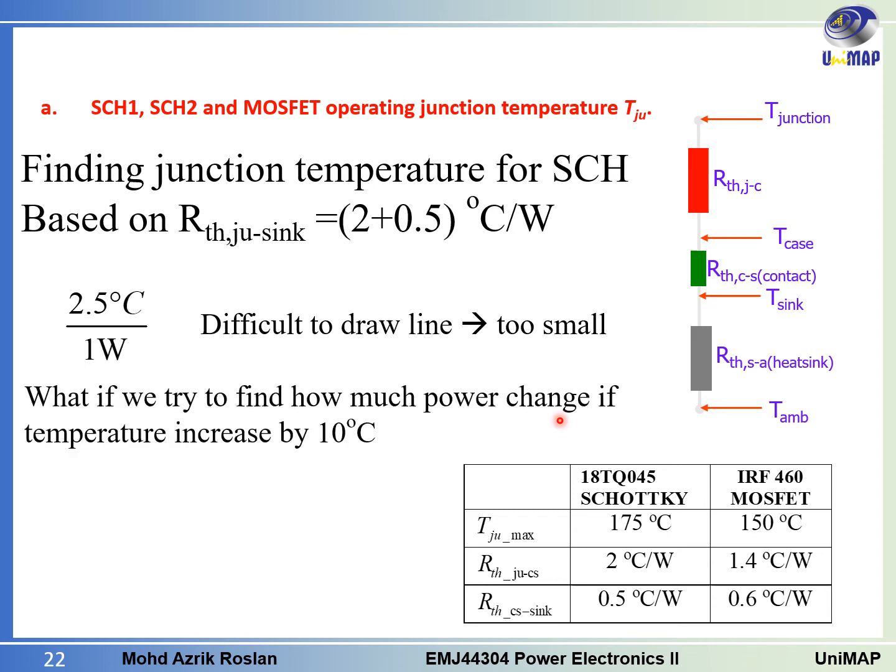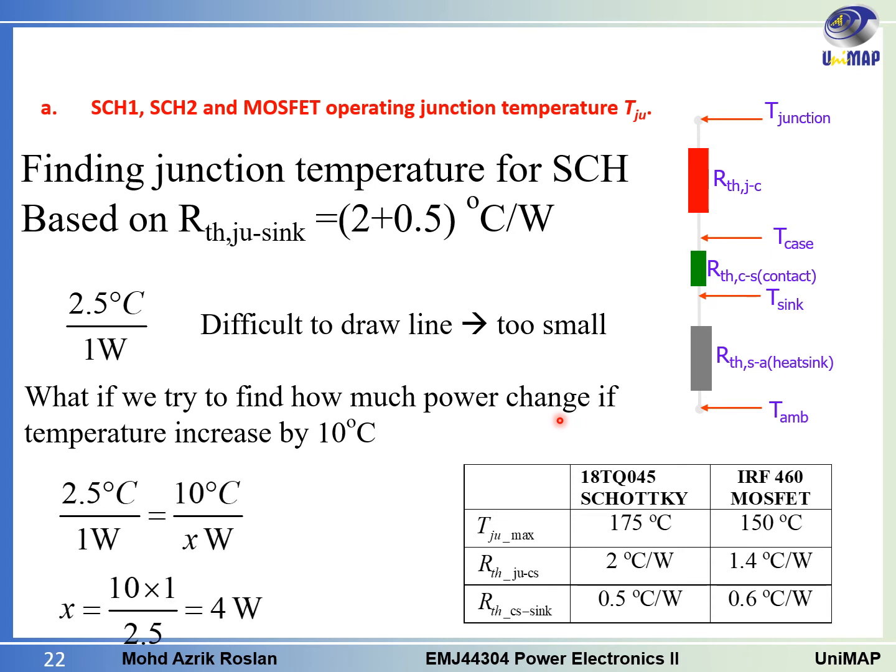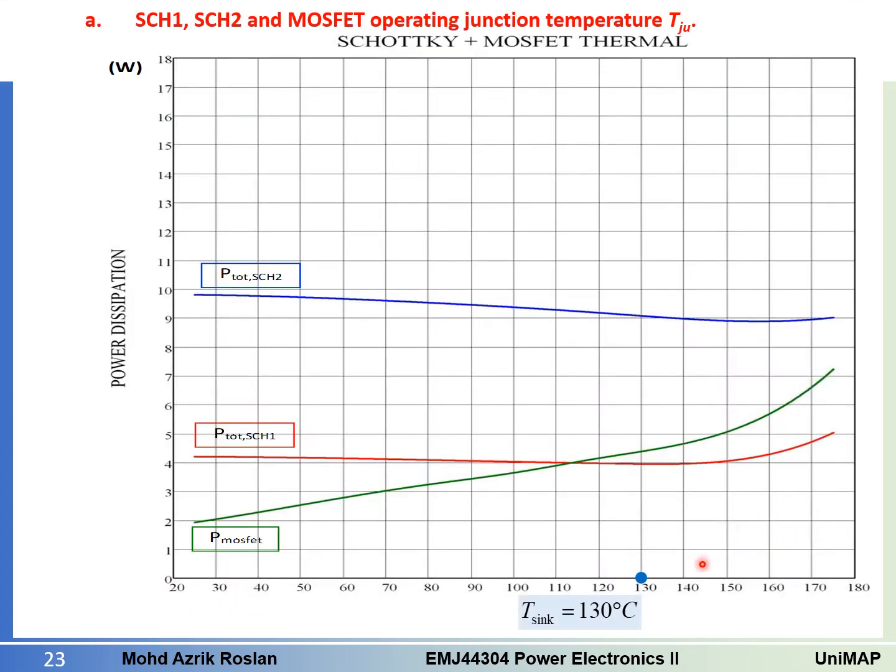So what if we try to find how much the power changes if the temperature is increased by 10 degrees C, which will be much easier to draw. So instead of this, we want to find the value of X here. 2.5 degrees C per watt equals 10 degrees C per X watt. So the value of X is 4 watt. Now we have already marked the heat sink temperature, which is 130 degrees C.